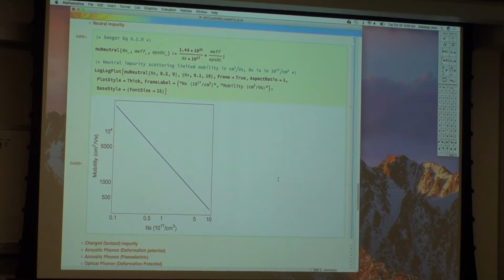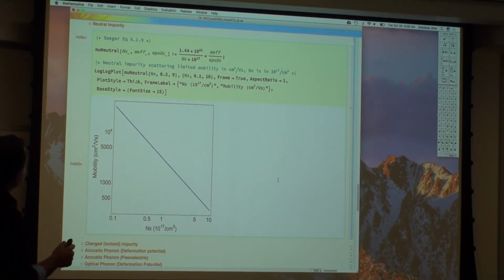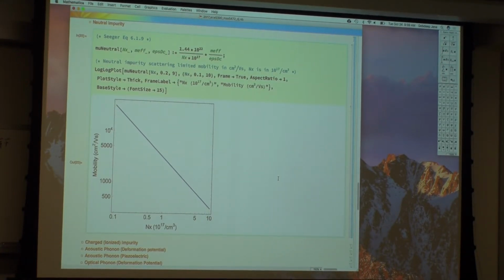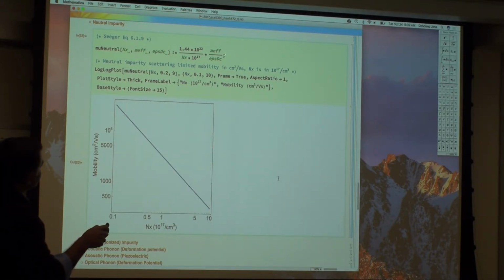You recognize this formula. And what I've chosen here is an effective mass. You have to choose these things. What is your effective mass? So I choose 0.2. 0.2 effective mass is typical of silicon conduction band or gallium nitride. These are effective mass of 0.2. And the dielectric constant I've chosen as 9, the epsilon.